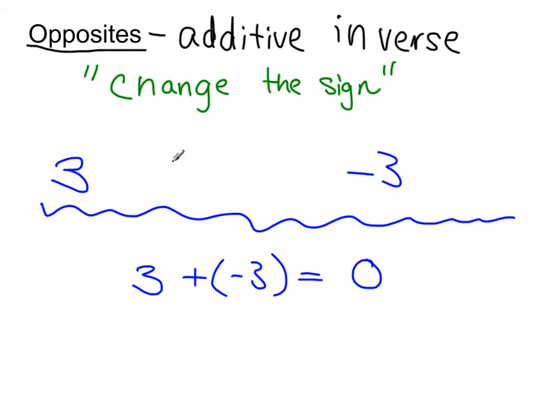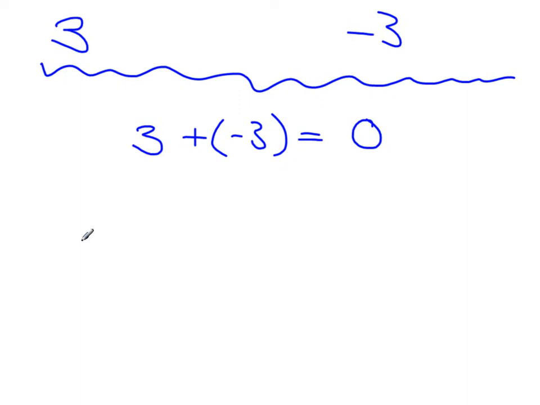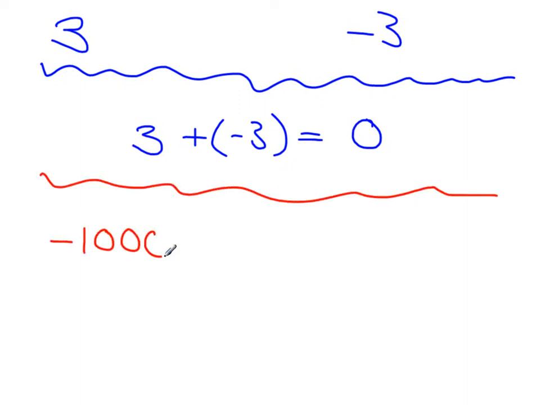So, let's get a little more practice with that. Let's say I have negative 1,000. The opposite of negative 1,000 will be positive 1,000. We just change the sign. That's it. Simple as that. And if we added the two together, the result would be 0.